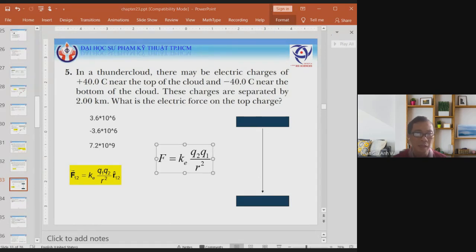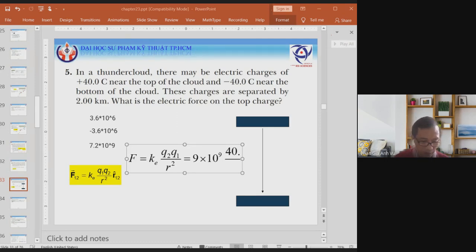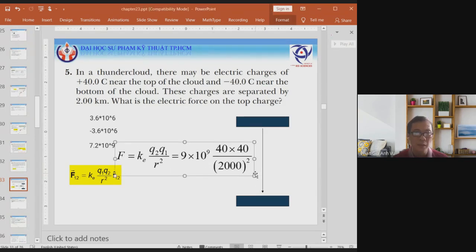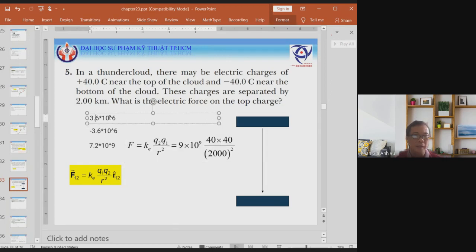Then what is k? k is 9 multiplied with 10^9. Q is 40 multiplied with 10^-6 Coulomb, right? 40 multiplied with 40 over 2 kilometers. So let's convert the 2 kilometers into meters. So you have here 2000. Okay, this is all of the values. This one is correct.